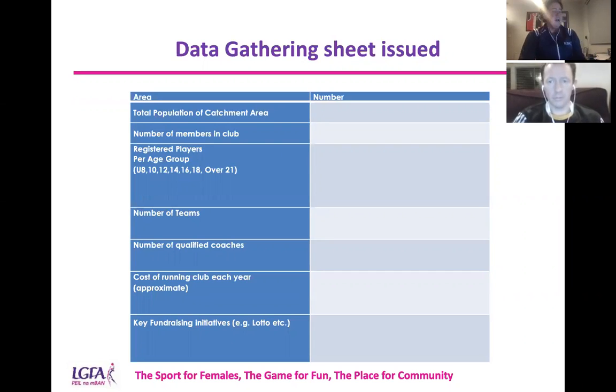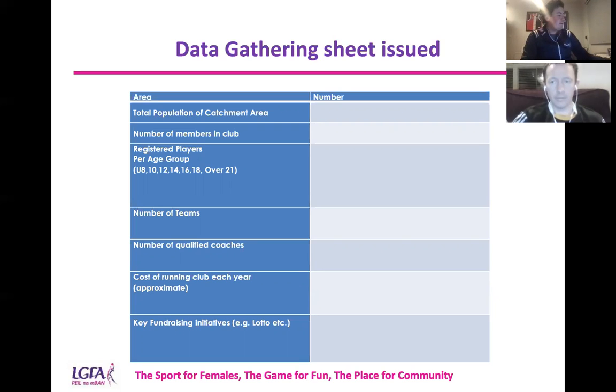And then the cost to run the club approximately each year, that'll be in your treasurer's report from the previous year. And then if you have any key fundraising initiatives or any kind of incomes you have in the club, so those are the simplest way I would go about it. Those are the things I'd be looking at. Your numbers, your members, your teams, your officials, your volunteers, and then how much it takes to run the club, how much you take in every year in fundraising or income, and what is the total population of your area.